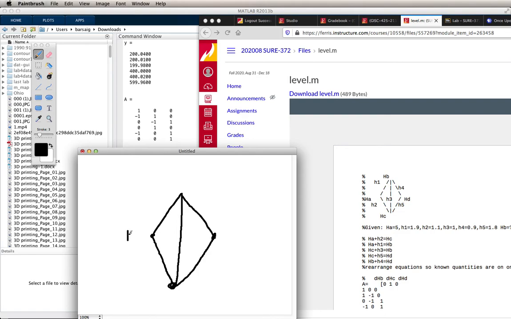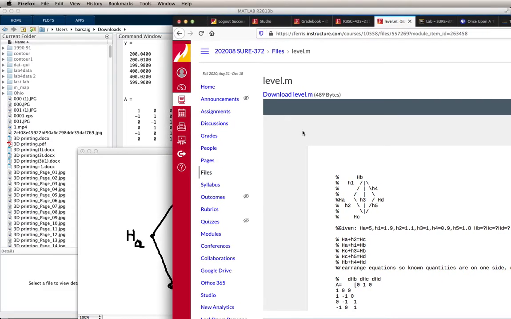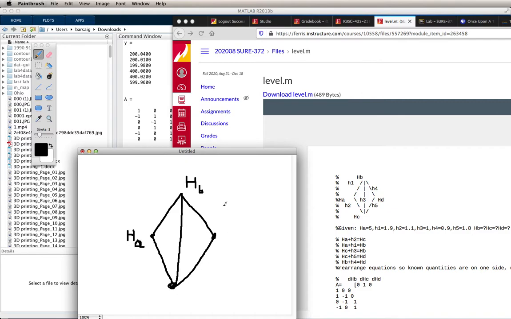So this is HA. It's a benchmark. HB. HA is a given benchmark. HB, HC, and HD have to be determined from the measurements.